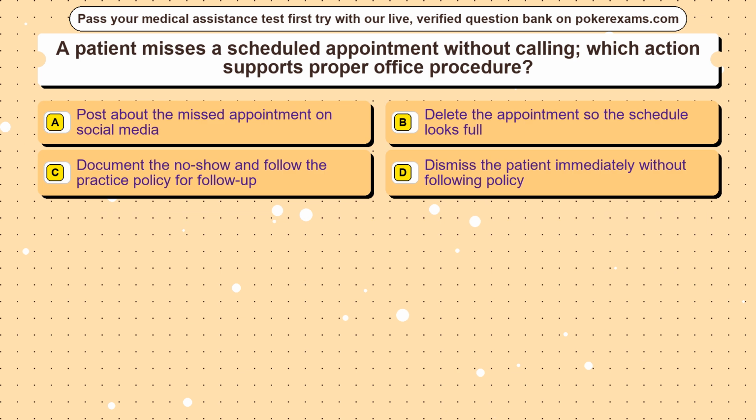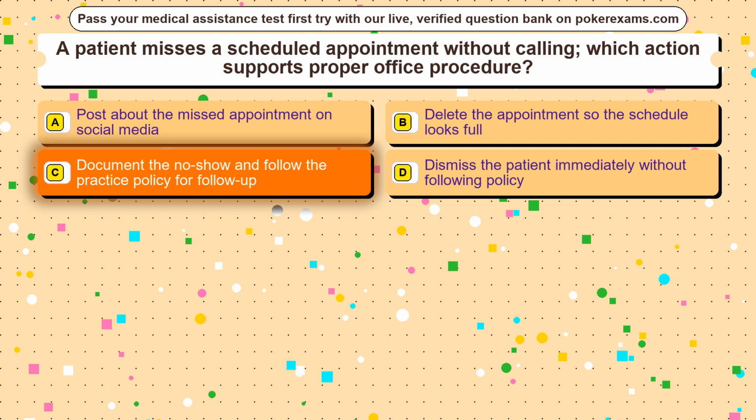Question 39. A patient misses a scheduled appointment without calling. Which action supports proper office procedure? Option A. Post about the missed appointment on social media. Option B. Delete the appointment so the schedule looks full. Option C. Document the no-show and follow the practice policy for follow-up. Option D. Dismiss the patient immediately without following policy. The correct answer is option C.